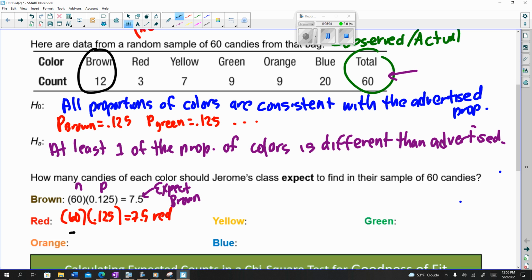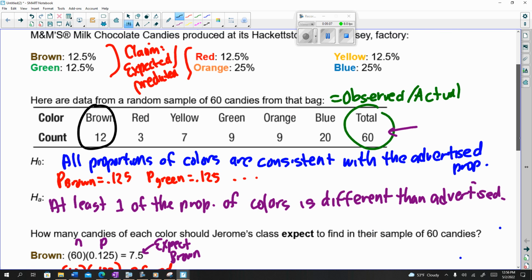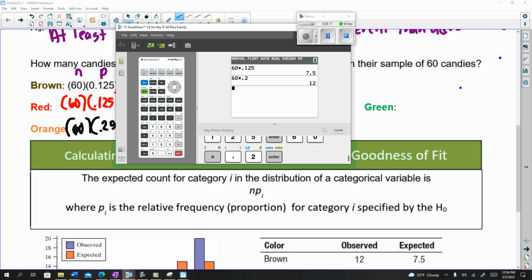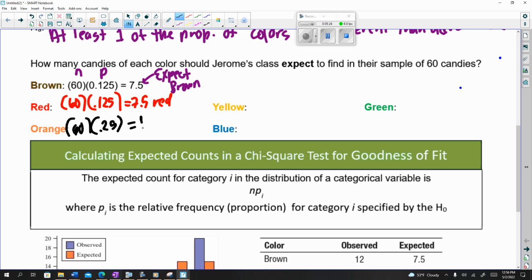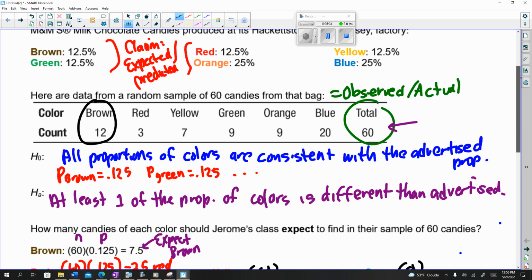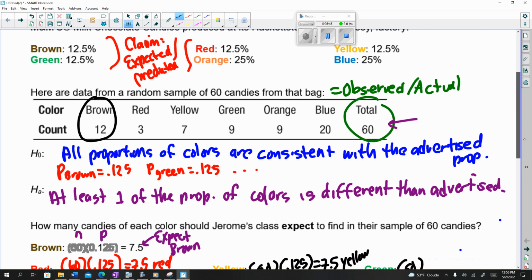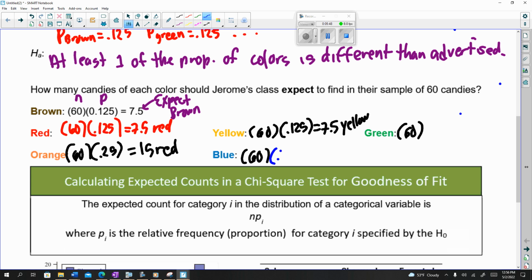Orange. We're going to do 60 times the advertised orange, 25%. So let's do 60 times 0.25. And we get 15. So we can expect to get 15 orange in the bag. Yellow, blue, and green. Yellow, they said 0.125 again. That's 7.5 yellow. Blue, 25%. So that's going to be 15 blue, and green.